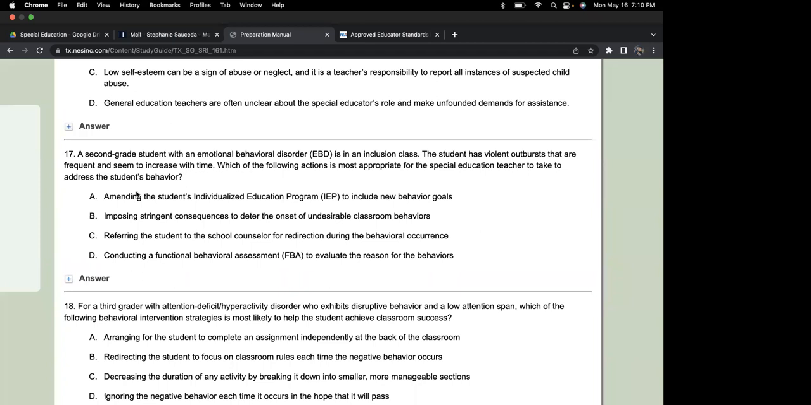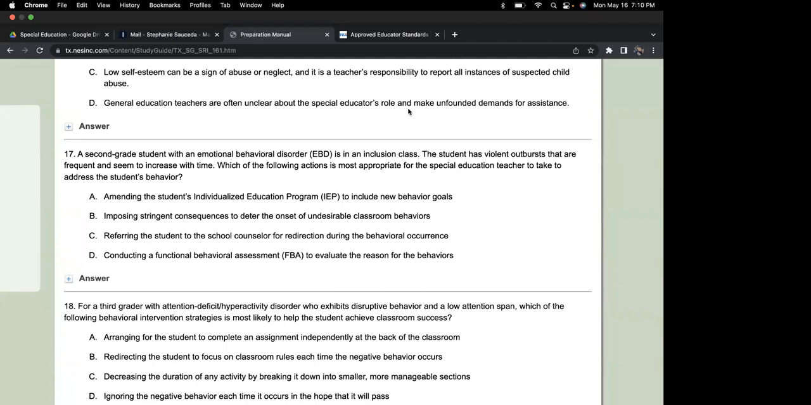Okay, so you have a student with an emotional behavioral disorder in an inclusion class. The student has violent outbursts that are frequent and seem to increase with time. Which of the following actions is most appropriate for the special education teacher to take to address the student's behavior?